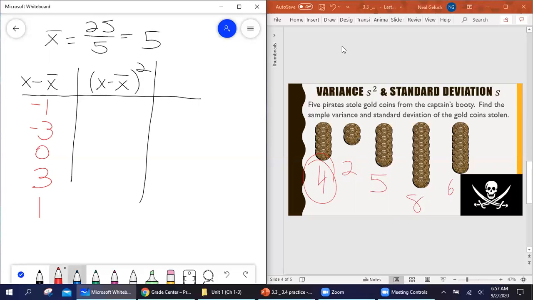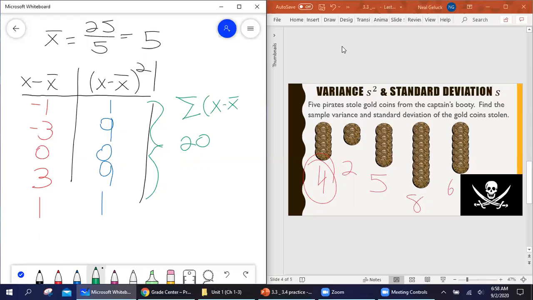The next step in the standard deviation calculation is to square each one of those. So -1 squared is 1, -3 squared is 9, 0, 9, 1. The next step in standard deviation calculation was to sum those up. So if I add those up, that's going to give me 20. That was this part of the calculation, the sum of each value subtract the mean squared.